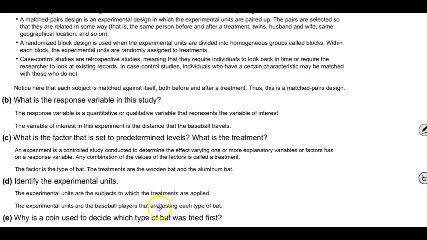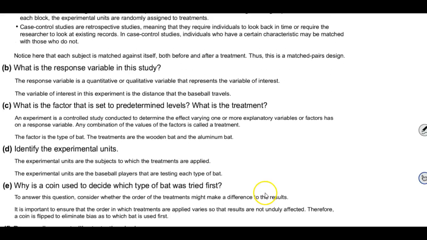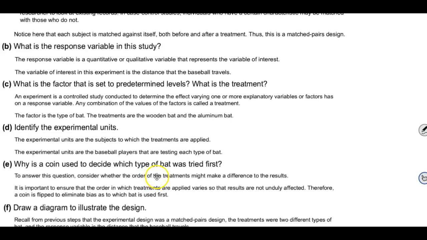Identify the experimental units. The experimental units are the subjects to which the treatments are applied. The experimental units are the baseball players that are testing each type of bat. Why is a coin used to decide which type of bat was tried first?